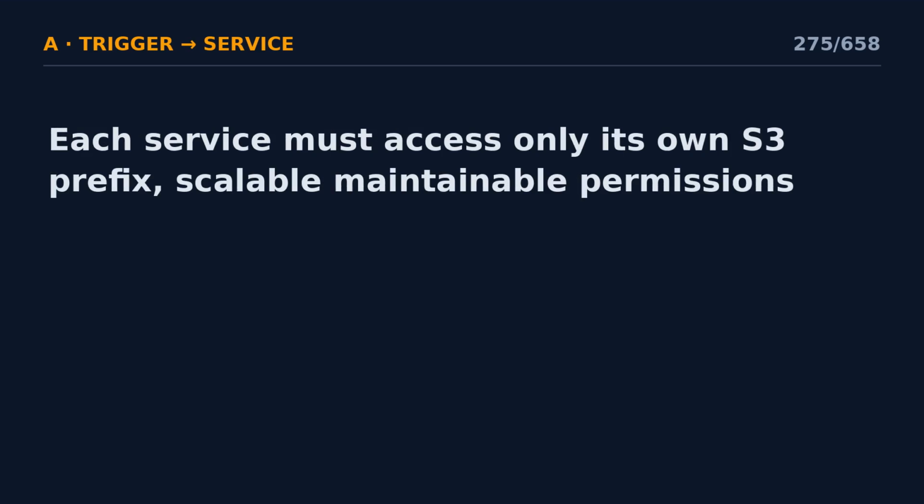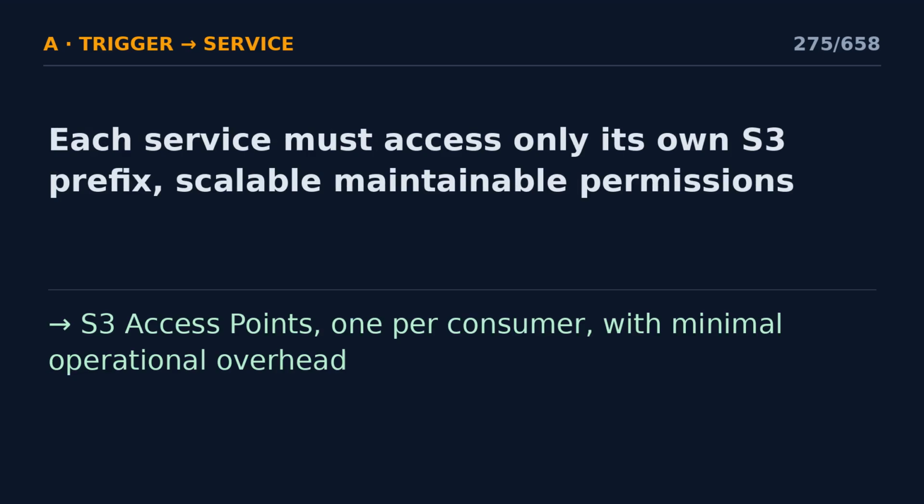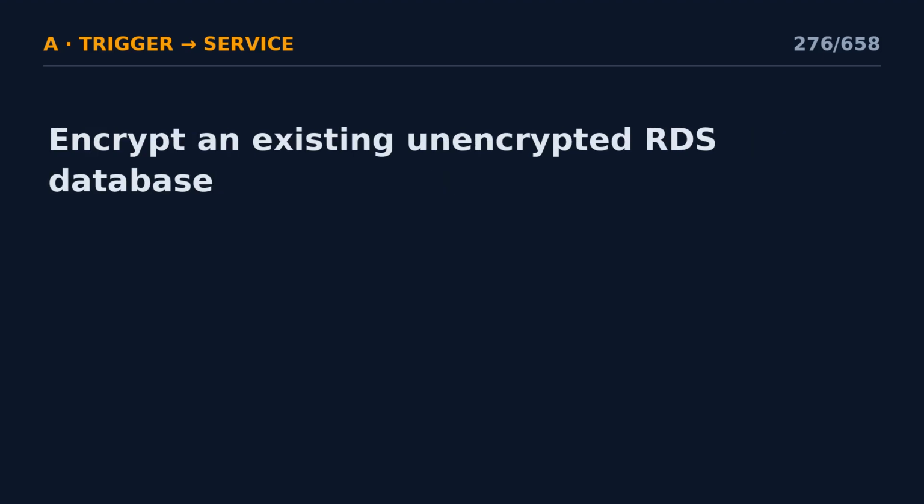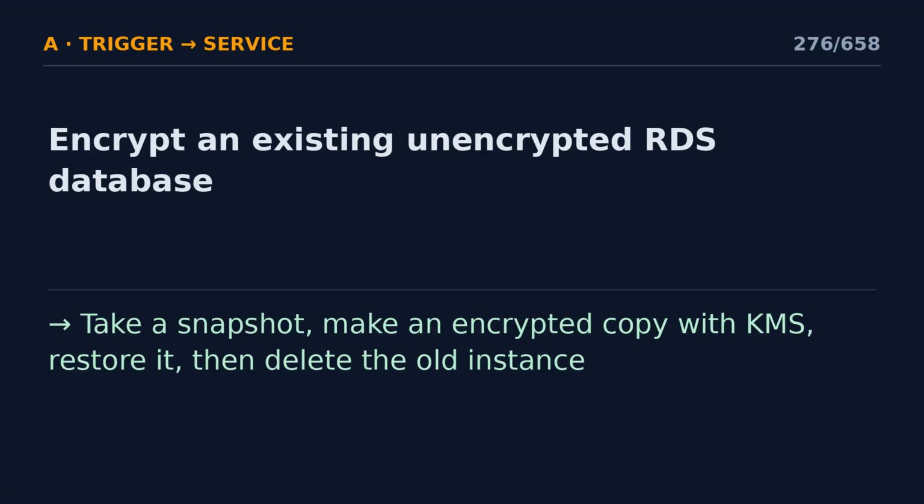Each service must access only its own S3 prefix, scalable maintainable permissions. Answer: S3 access points, 1 per consumer, with minimal operational overhead. Encrypt an existing unencrypted RDS database. Answer: take a snapshot, make an encrypted copy with KMS, restore it, then delete the old instance.